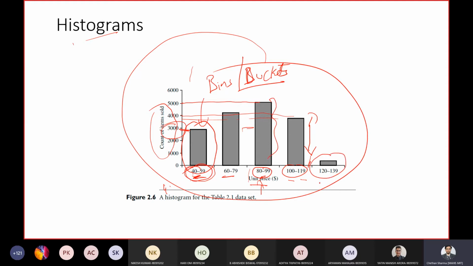You can see something for which the unit price is too much, 120 to 139, very few items are sold. So maybe the items within this range you need not keep; the variety of items need not be too much. Since very few quantities or items are getting sold, you need not keep too much. So you'll have some idea which items to keep more, which you will be able to sell more, or which items you are not able to sell more.